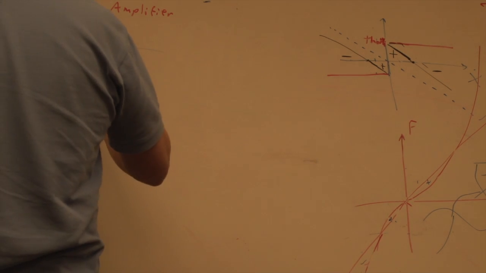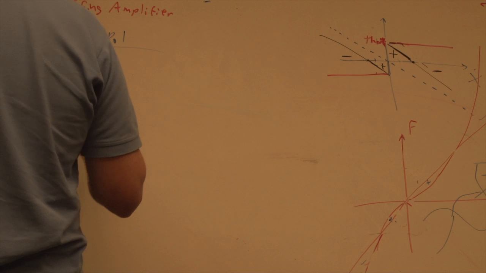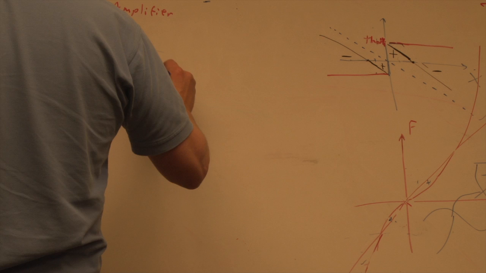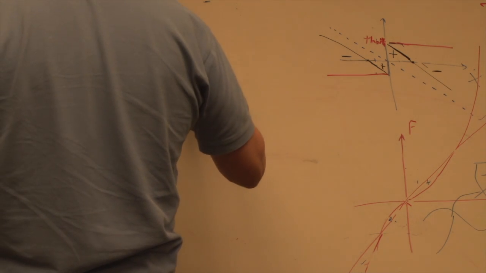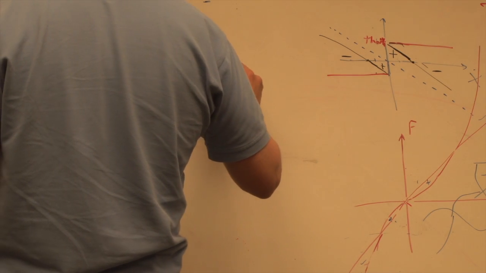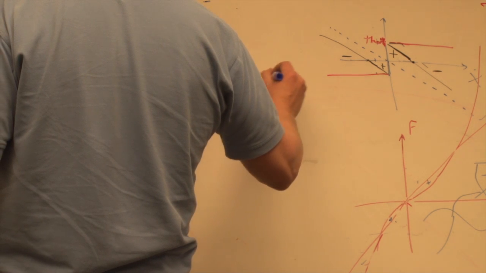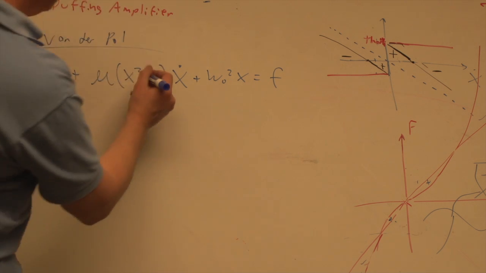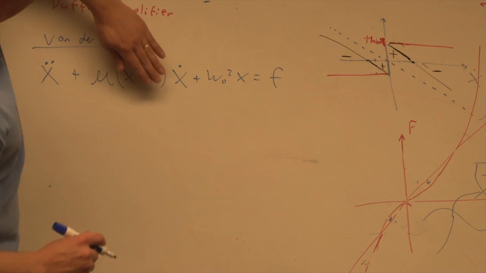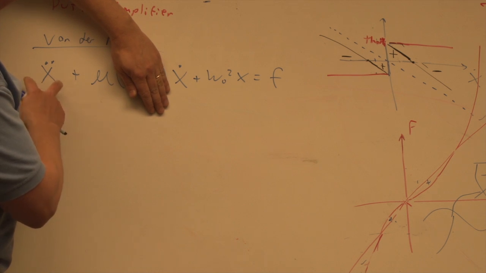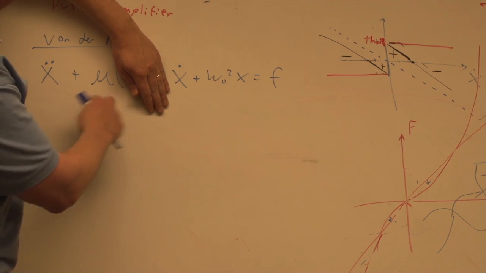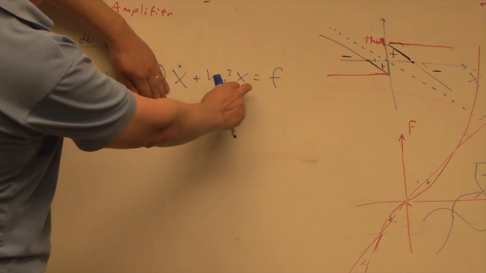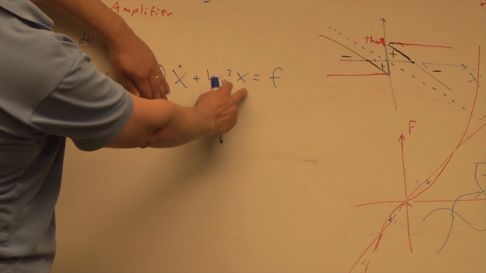So you get x double dot plus mu (x squared minus 1) x dot plus omega naught squared x. Okay, so this is an x squared. All right. Imagine that wasn't there. Then you'd have a unit mass, x double dot, plus mu times x dot, so a linear damper, plus omega naught squared times x, so a linear spring.